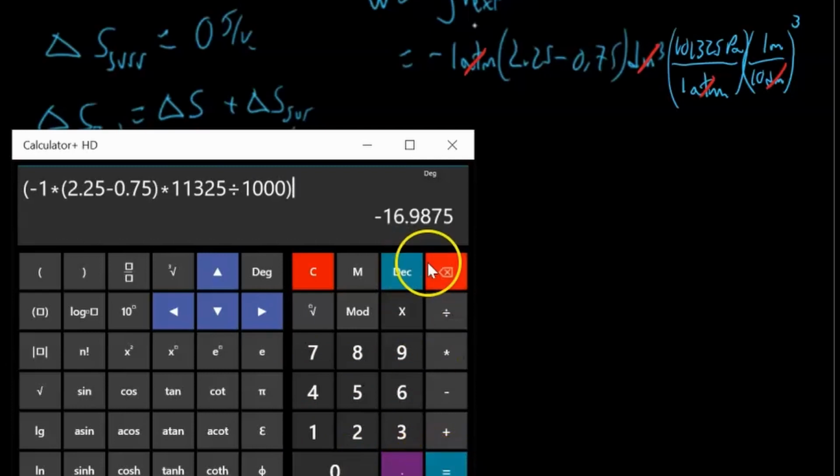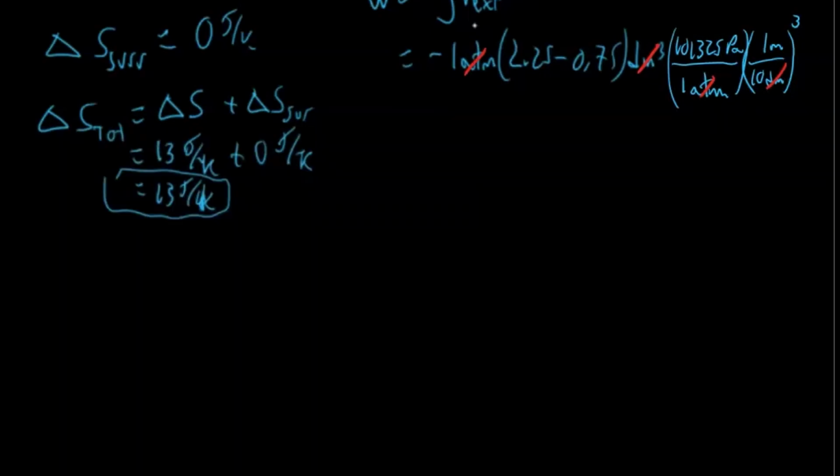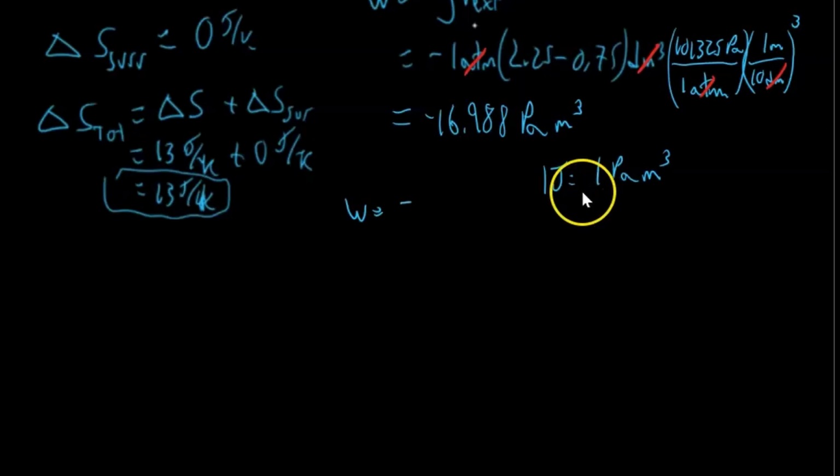So that's negative 16.988, and the units are in pascal meters cubed. We want it in joules, but that's what a joule is equal to. 1 joule is equal to 1 pascal meter cubed. The work performed by the system is negative, how many sig figs? This would be 2, so we'll just say negative 17 joules.